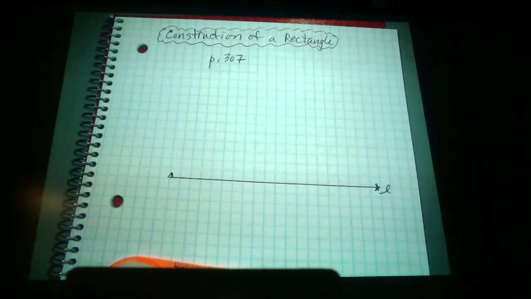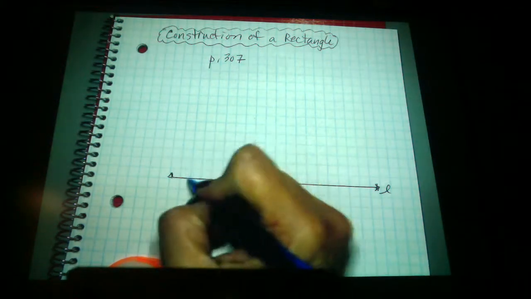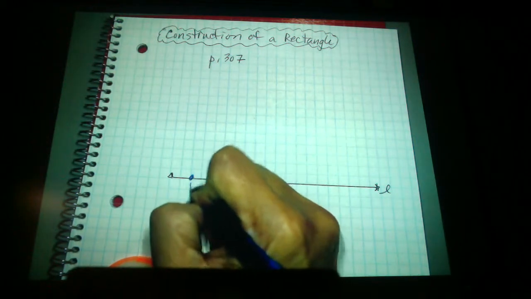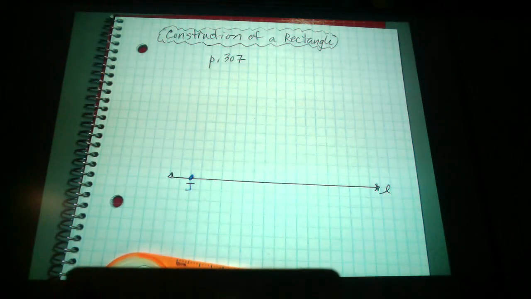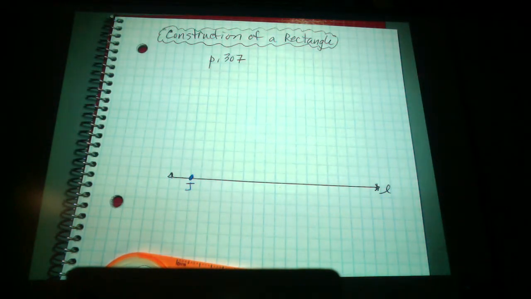All right, so then we're still in step 1. It says label a point J on line L. So towards the left-hand side. So I'm going to put this point right here, J. You okay?